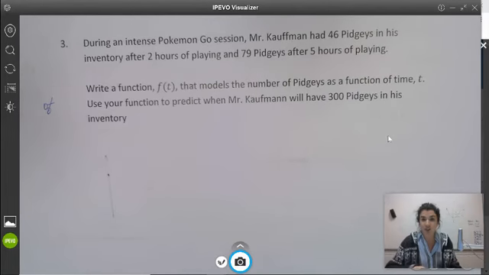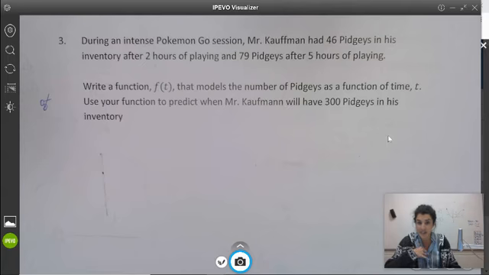During an intense Pokemon Go session, Mr. Kaufman had 46 Pidgeys in his inventory after 2 hours of playing and 79 Pidgeys after 5 hours of playing. Write a function, f of t, that models the number of Pidgeys as a function of time. Use your function to predict when Mr. Kaufman will have 300 Pidgeys in his inventory.